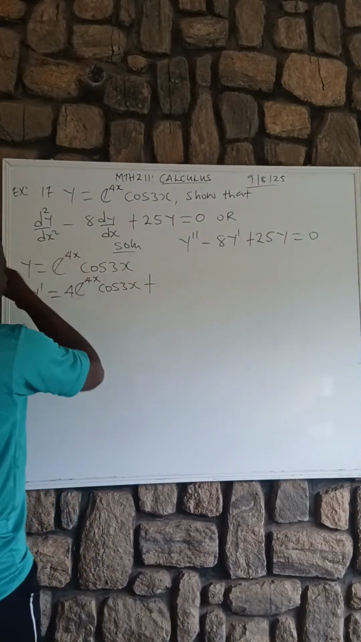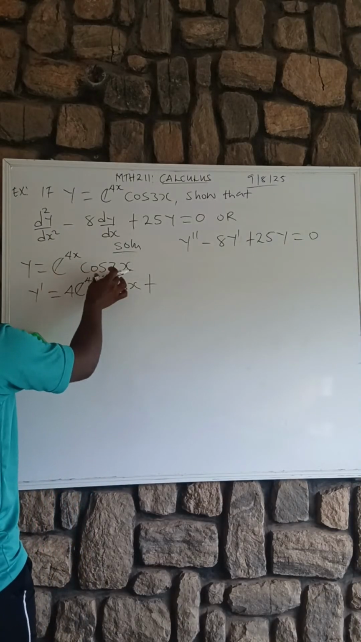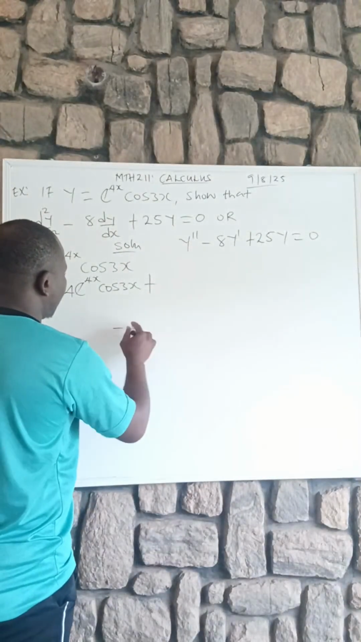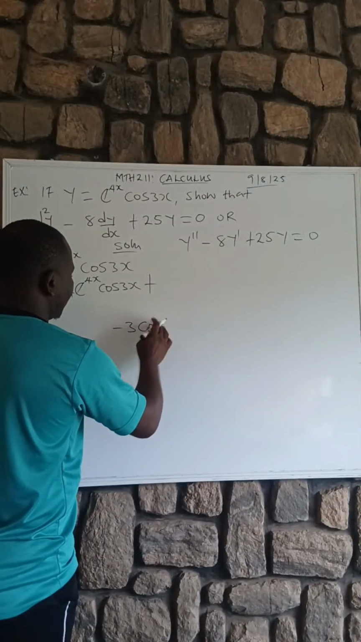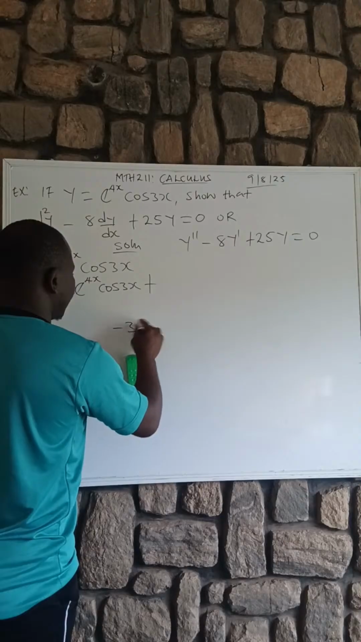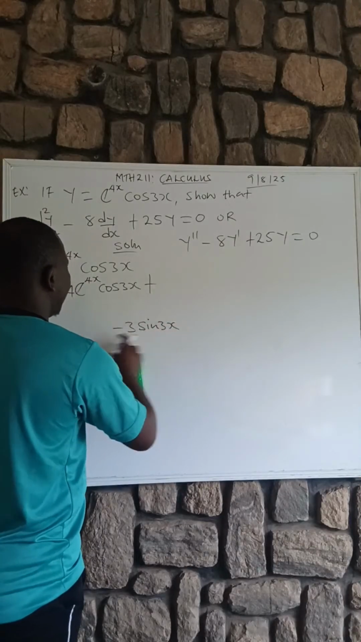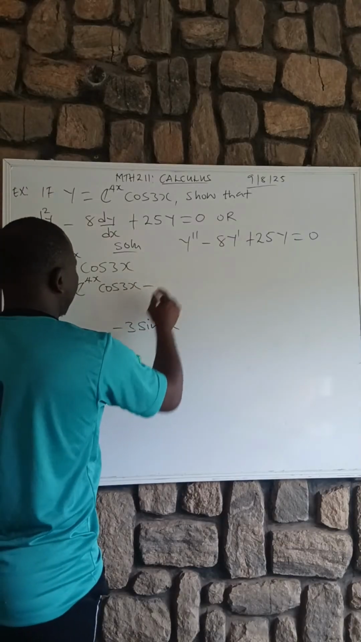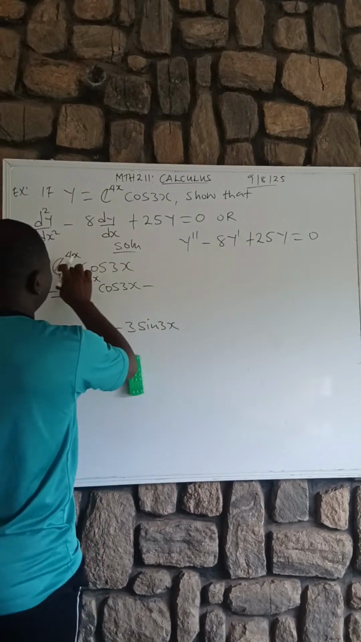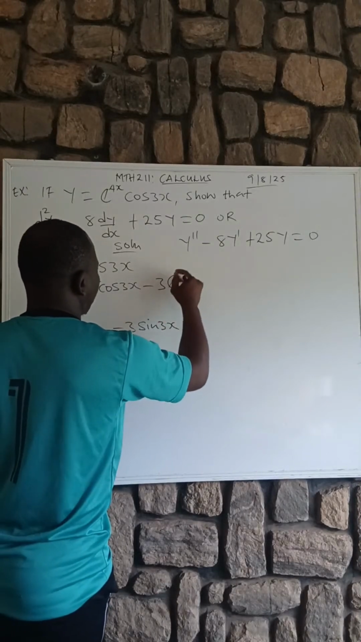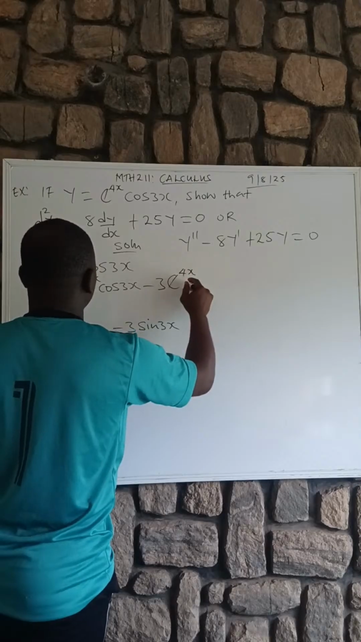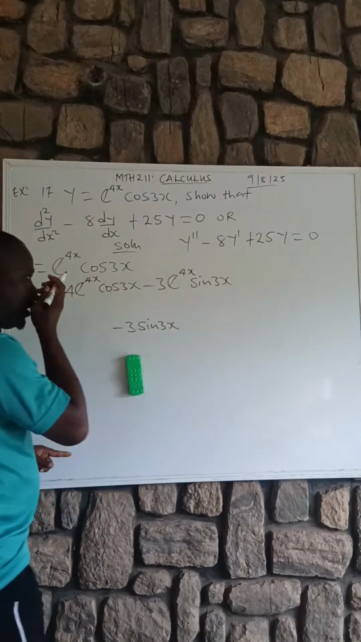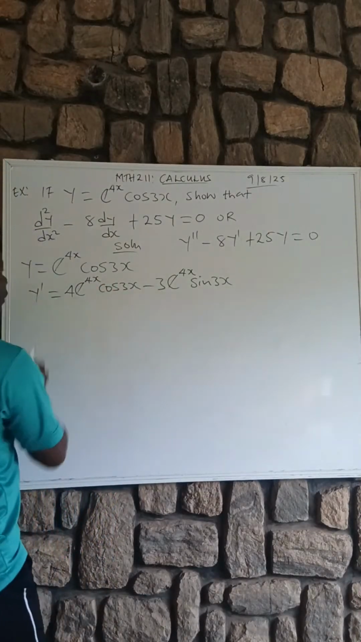whole exponential 4x constant, then differentiate cos 3x. If you differentiate cos 3x, what are you supposed to have? You are supposed to have minus 3 sine 3x. So if you use this minus to multiply this plus, you are supposed to have minus, then use it to multiply this minus 3 exponential 4x sine 3x.